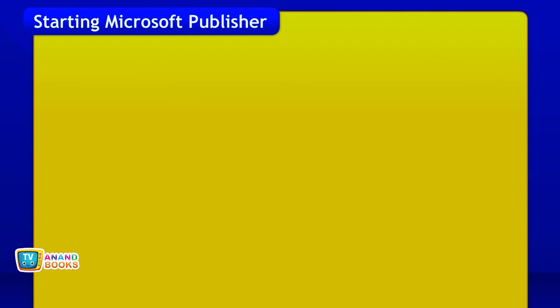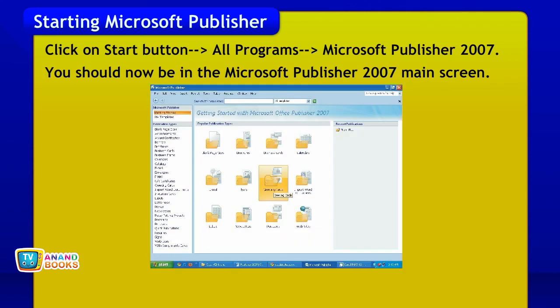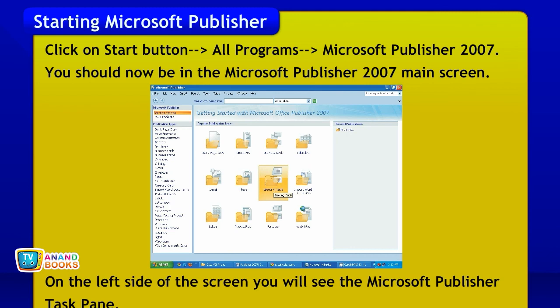Starting Microsoft Publisher. Click on the Start button. All Programs, Microsoft Publisher 2007. You should now be in the Microsoft Publisher 2007 main screen. On the left side of the screen, you will see the Microsoft Publisher task pane.